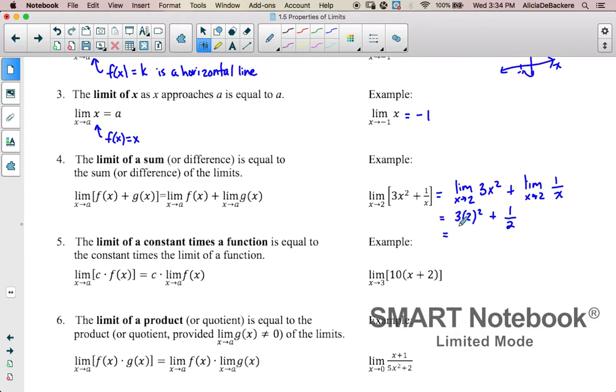And then, of course, I can figure out that this is 12 plus a half, so 12.5.